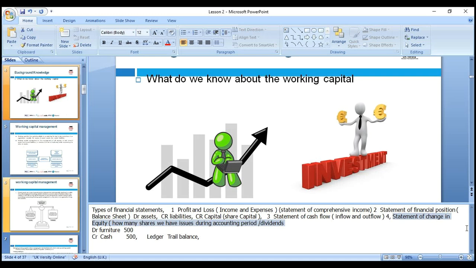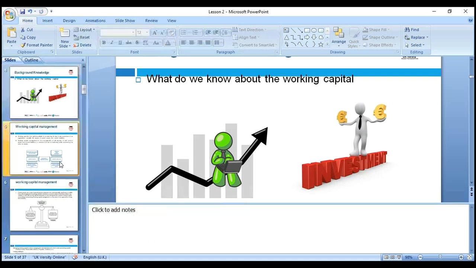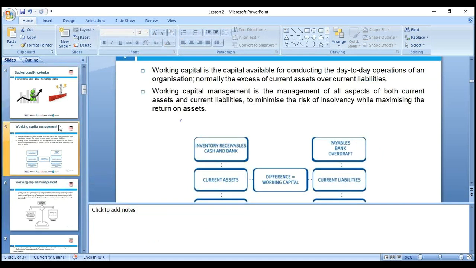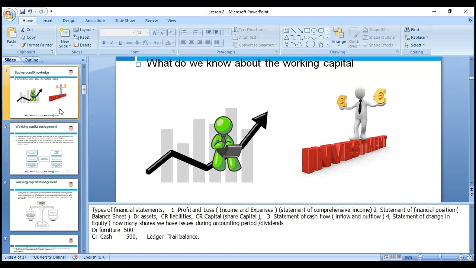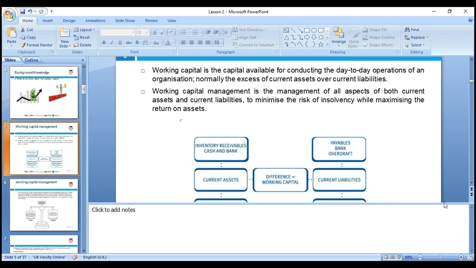Dividend is like when you deposit money in a bank and the bank gives you interest. If you invest in the company and you buy a share of a limited company, they will pay you at the end of the year, and that is the dividend. Dividend is called return on investment. So these are the four statements we discussed: profit and loss, balance sheet, cash flow, and statement of change in equity, which is also known as the shareholder statement, showing how many shares and dividends.